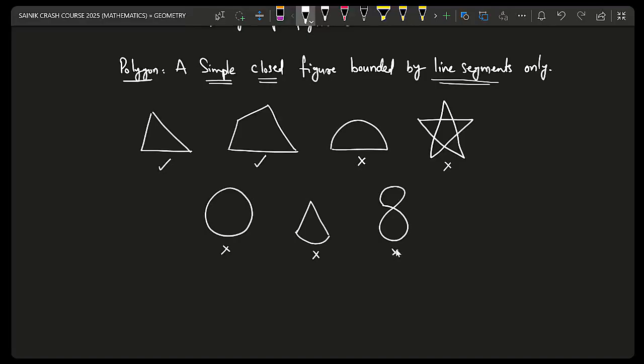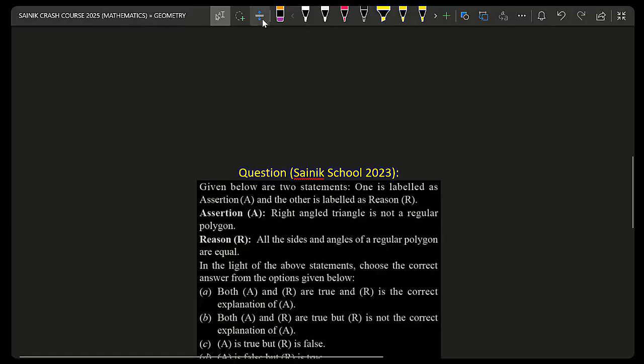So I hope everybody understood how to decide whether a given figure is a polygon or not. So three conditions. What are they? It should be simple, it should be closed, and it should be bounded by only line segments. Now we are going to discuss all the properties of a polygon.